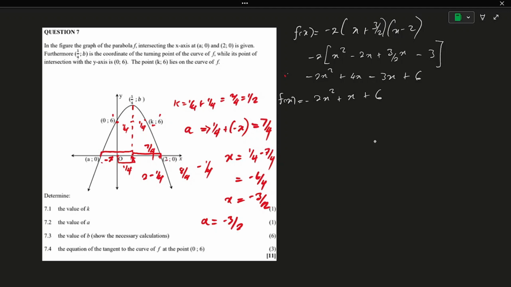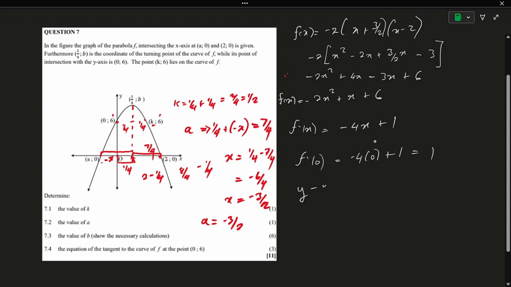So to get an equation of a tangent, to get the gradient at that tangent, we can just say f prime x is equal to negative 4x plus 1. So it's at point 0 and 6, so we just want to say f prime at 0, which is negative 4, 0 plus 1, which is just 1. So it means the gradient is 1.